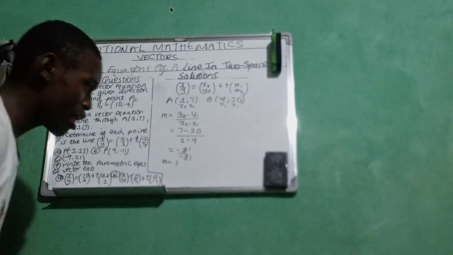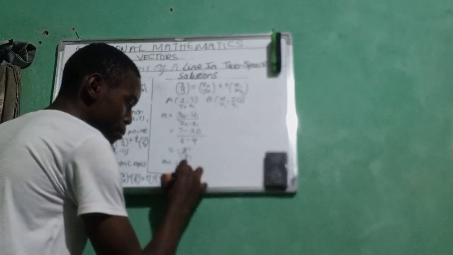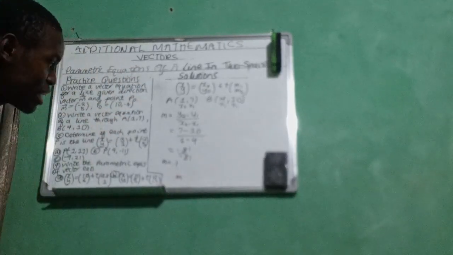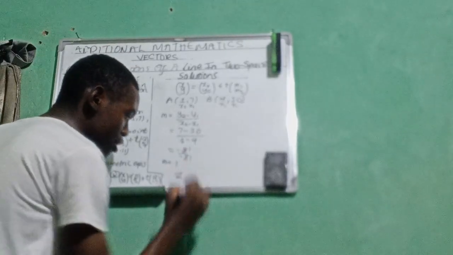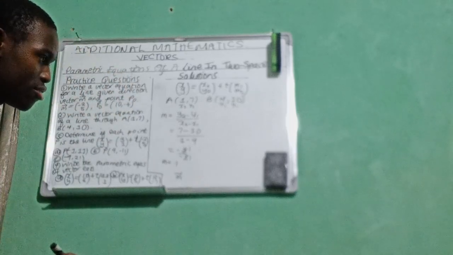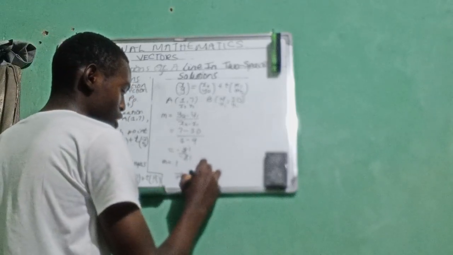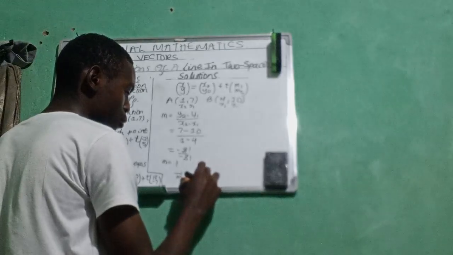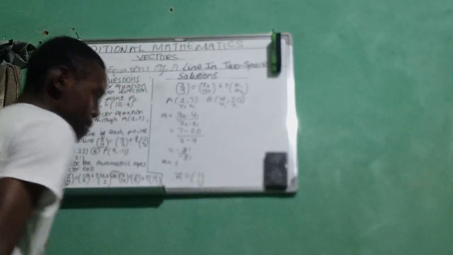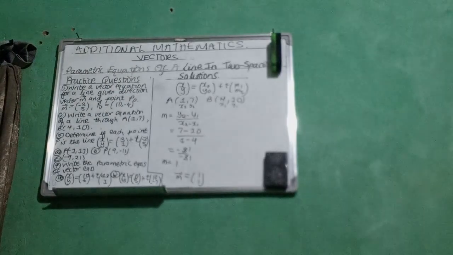I said the direction vector, which is m, just like the gradient, but with an arrow representing that it is a vector, is going to be (1, 1). So that's a direction vector.